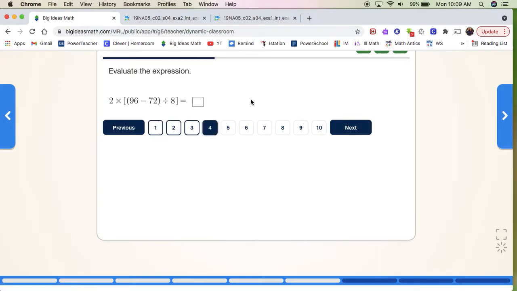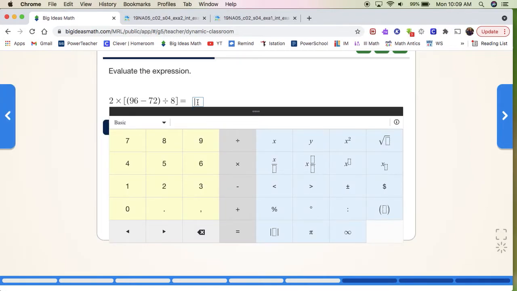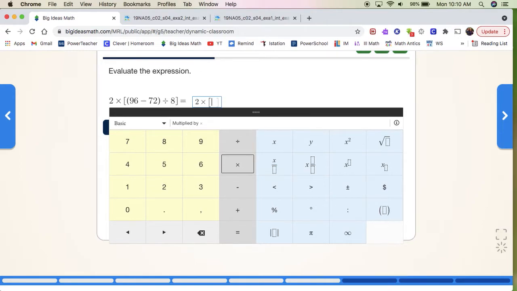All right, now this has parentheses. Don't let it stress you out just because it has parentheses and brackets. We start with the parentheses. So we need to solve whatever 96 minus 72 is, and that's 24. So I'm going to write everything else down the same way. So it's going to be 2 times, and again, I would like to do the brackets. I do not see an option for brackets on here. Maybe I can use my computer brackets. Okay. 24 divided by 8, and then I close my bracket.